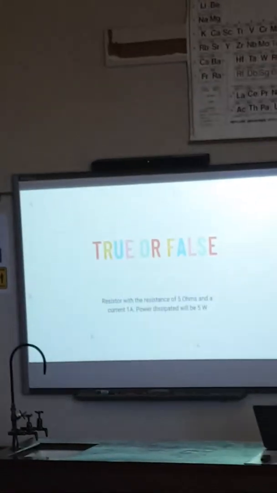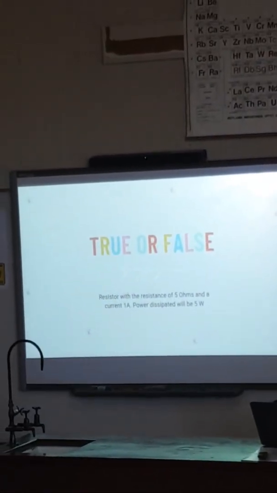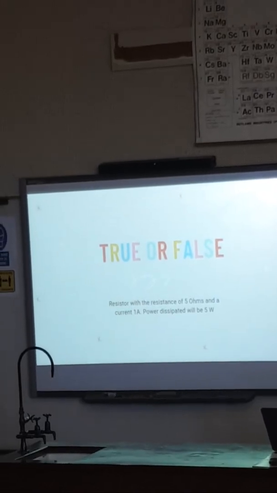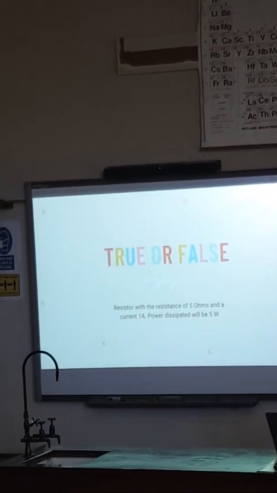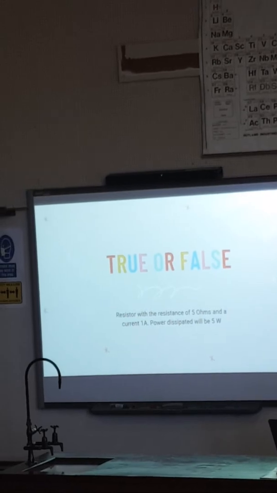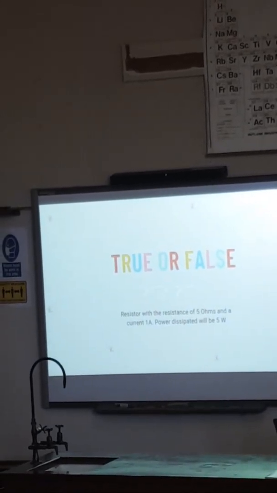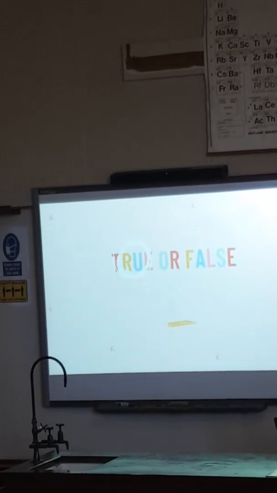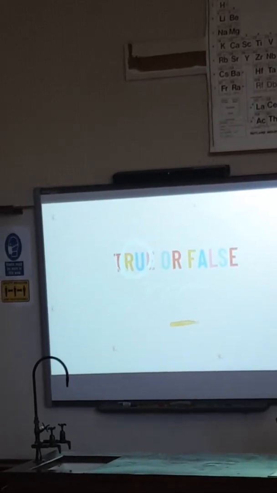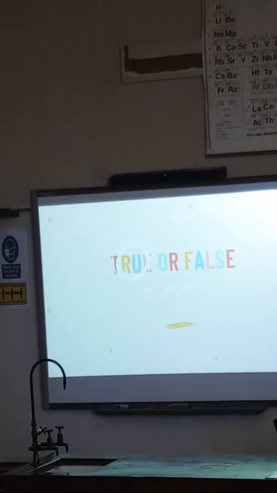So this one is true or false. A resistor with a resistance of 5 ohms and a current of 1 ohm. Power dissipated will be 5 watts. Then you decide, is that true or false? You discuss among the group, and then you come with the answer and say the answer is true.